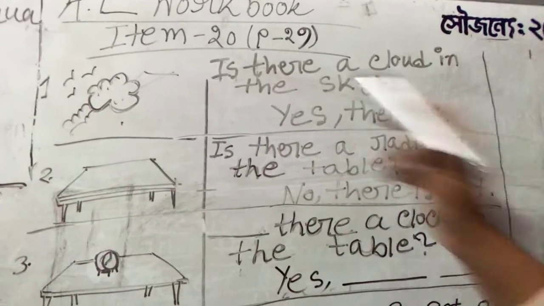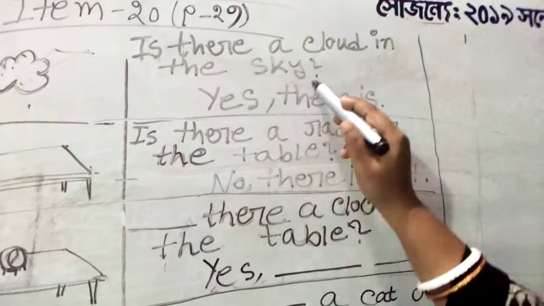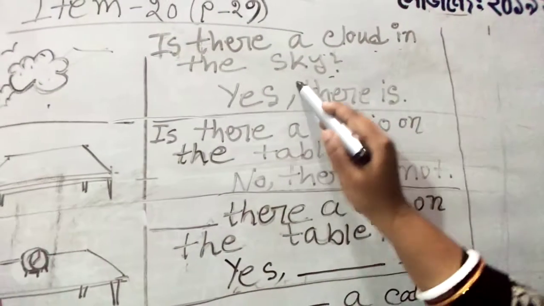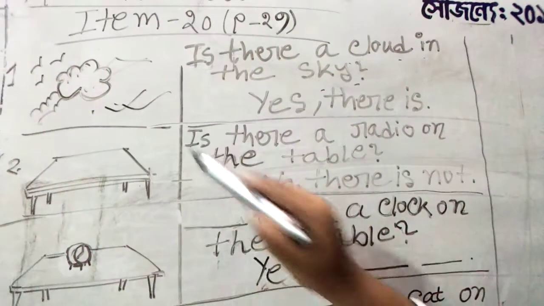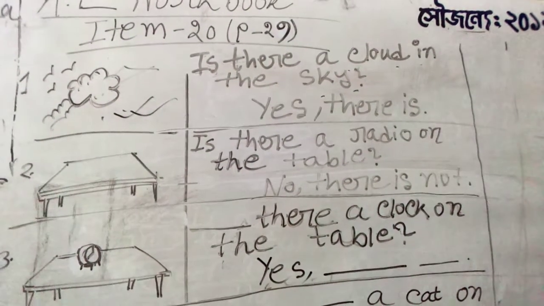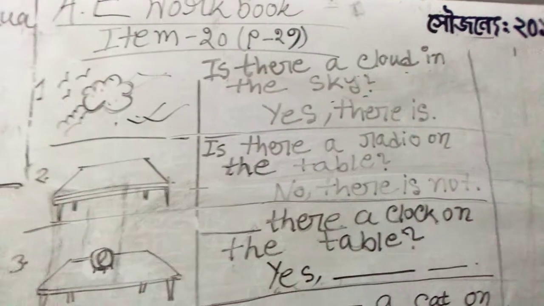Okay, so is there a cloud in the sky? Can you see a cloud in the sky? Yes, as it looks like a cloud. Please have a look in your book. Please see the pictures in your book.